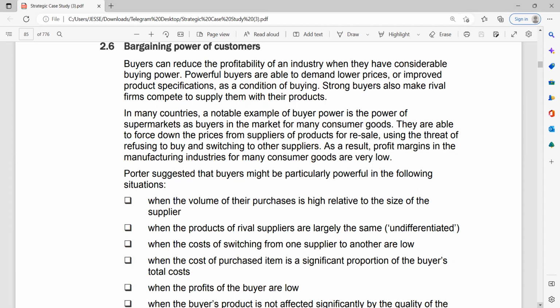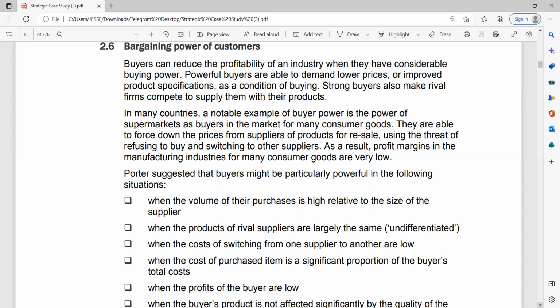They're able to demand more and more product sophistication, right? So if they want certain specifications of a product, they're able to demand it. Strong buyers also make rival firms compete to supply them with their products. In many countries, a notable example of buyer power is the power of supermarkets as buyers in the markets for many consumer goods. They are able to force down the prices, see? So if they're able to force down prices, then profits in that industry will be low.